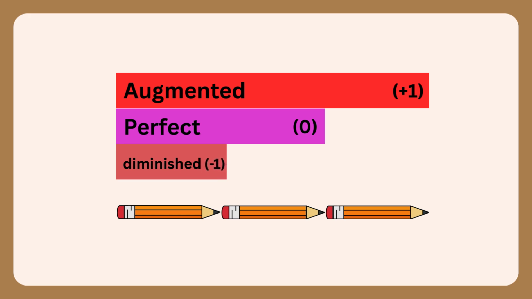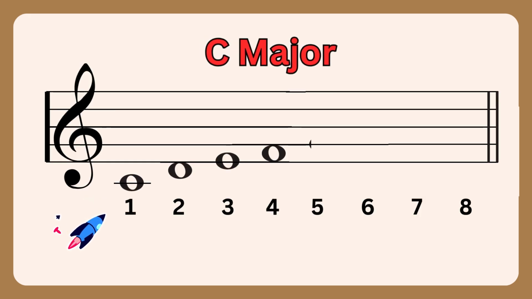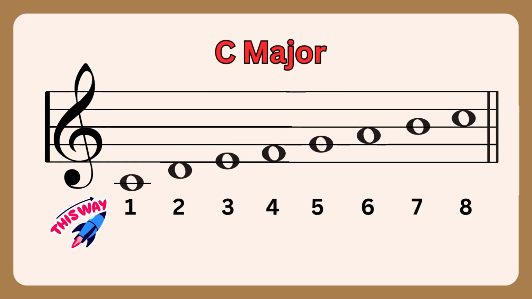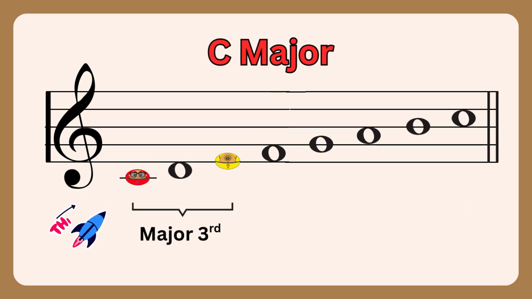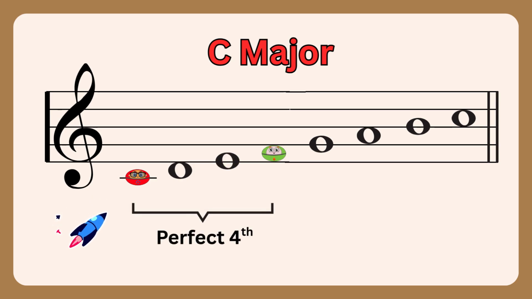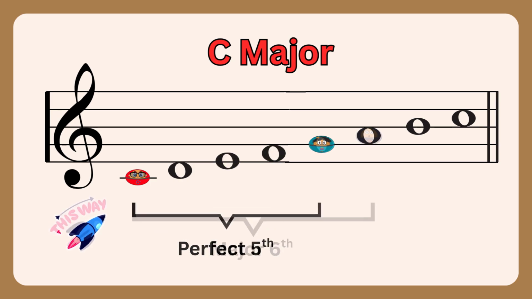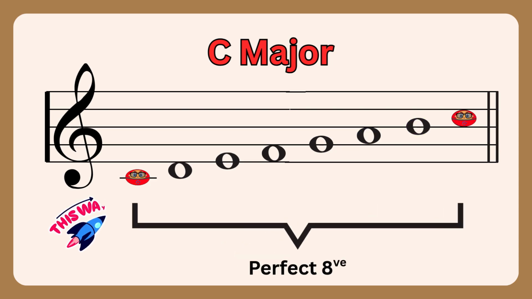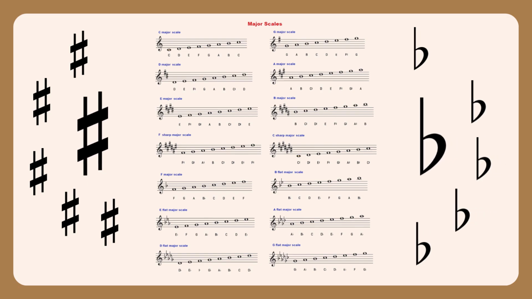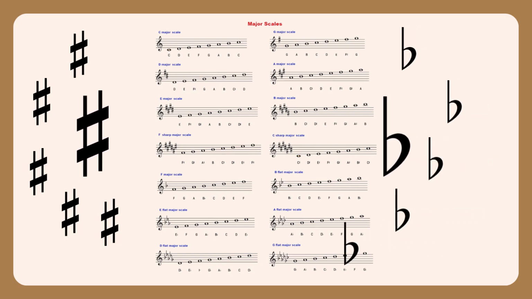Using scales to find intervals. Let's use C major as our first example. C to D, major second. C to E, major third. C to F, perfect fourth. C to G, perfect fifth. C to A, major sixth. C to B, major seventh. C to C, octave. This same pattern applies to any major scale.